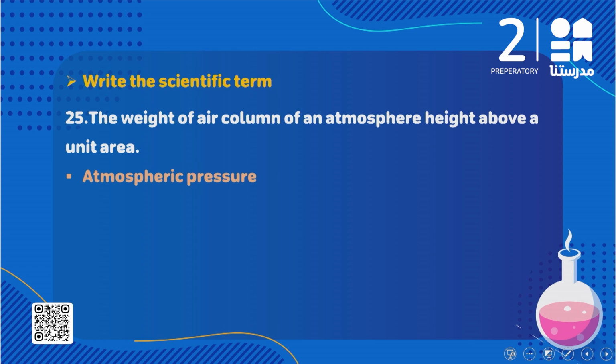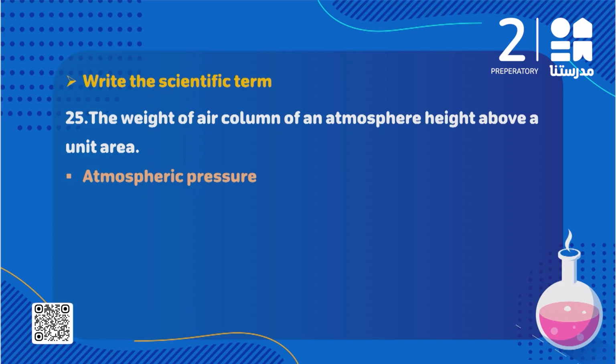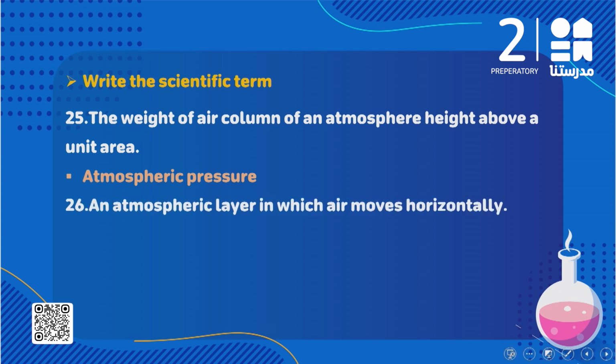Atmospheric pressure, and we said the normal atmospheric pressure equals 1013.25 millibar, and we called it the normal atmospheric pressure at sea level. Okay, and we said the atmospheric air, or atmospheric envelope, extends 1000 kilometers above sea level. Okay, and its weight is called what? Atmospheric pressure.